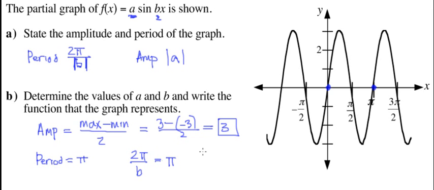Take the reciprocal of both sides and you get, just flip it over, b over 2 pi equals 1 over pi. Then multiply both sides by 2 pi to get b by itself. Those cancel. Pi's cancel, and when the dust settles, we have b equals 2. Amplitude 3 and b is 2.